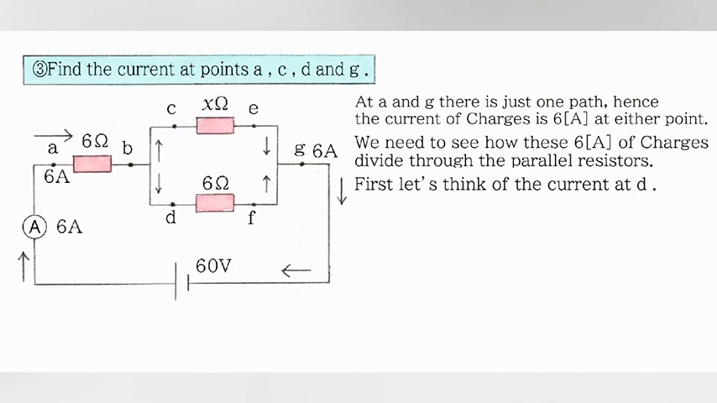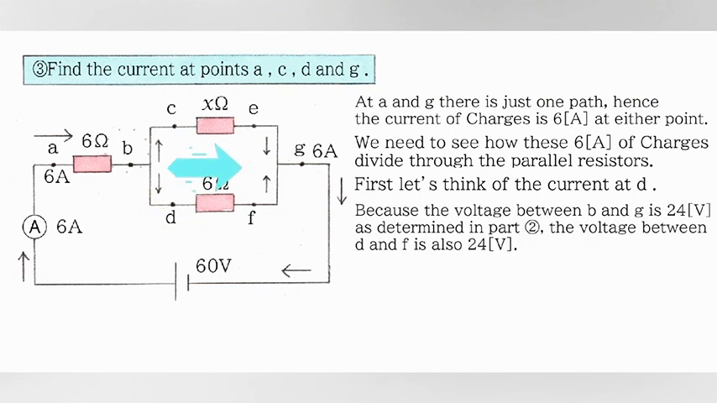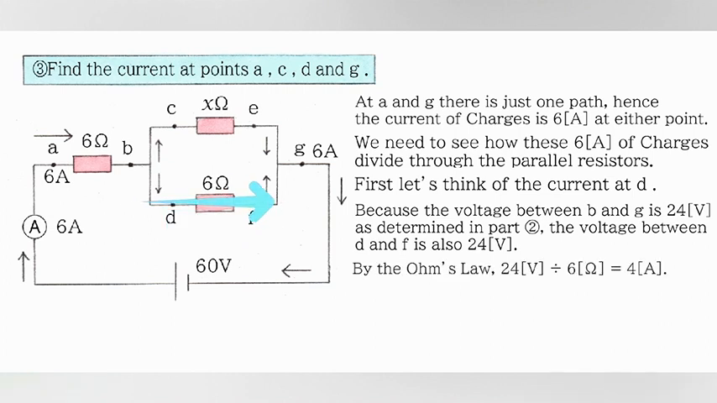First, let's think of the current at D. Because the voltage between B and G is 24 volts as determined in part 2, the voltage between D and F is also 24 volts. By Ohm's law, 24 volts divided by 6 ohms equals 4 amperes.